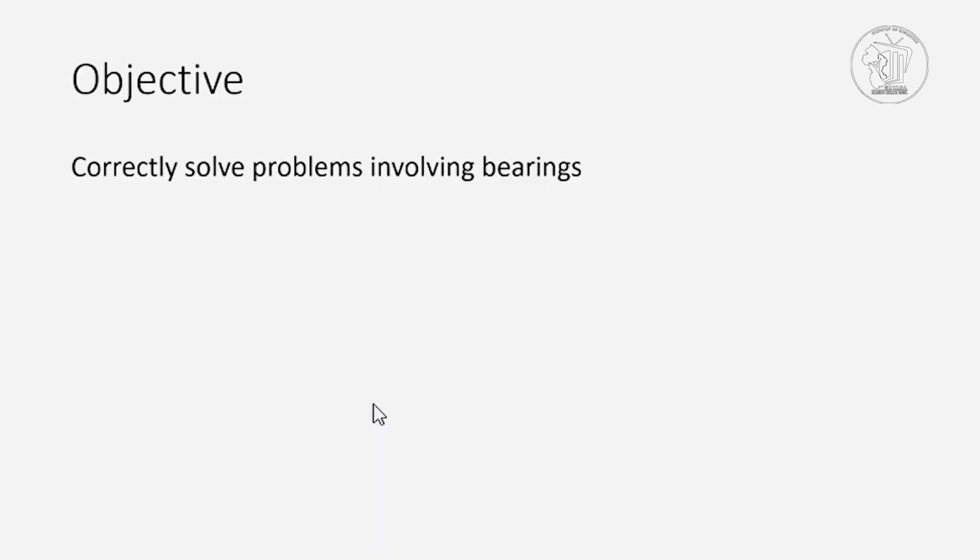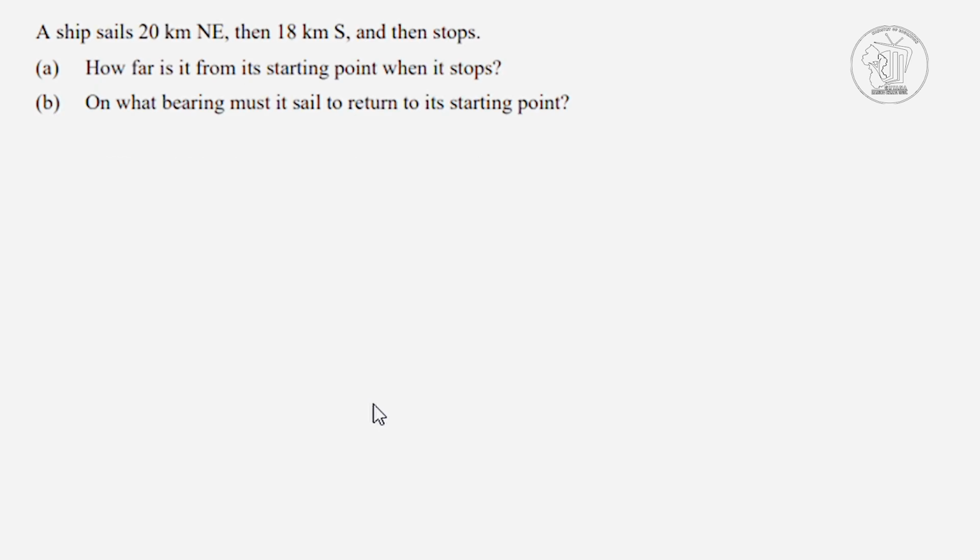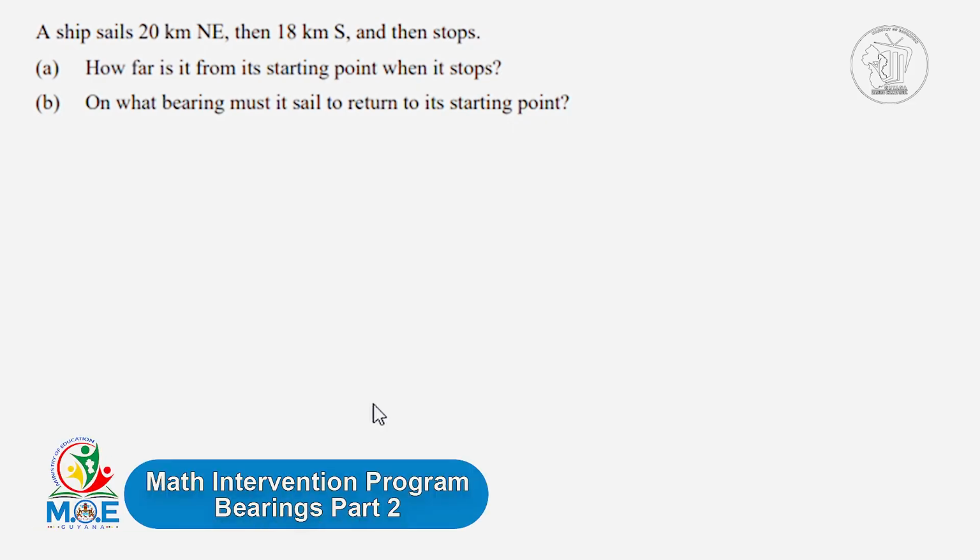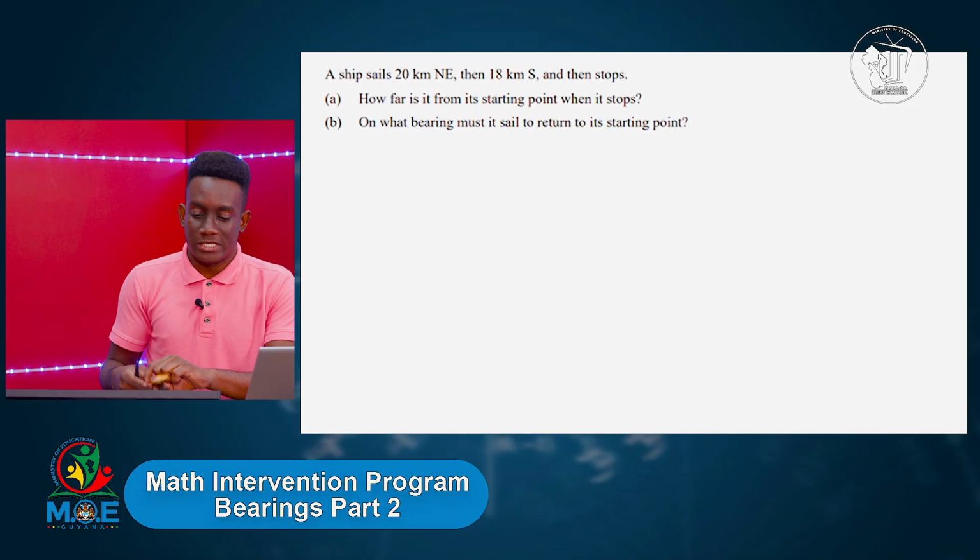So with all of that being said, at the end of this video, you should be able to solve problems involving bearings. So of course, let's look at our first example. The question says, a ship sails 20 km northeast, then 18 km south, and then stops. A, how far is it from its starting point when it stops? And B, on what bearing must it sail to return to its starting point?